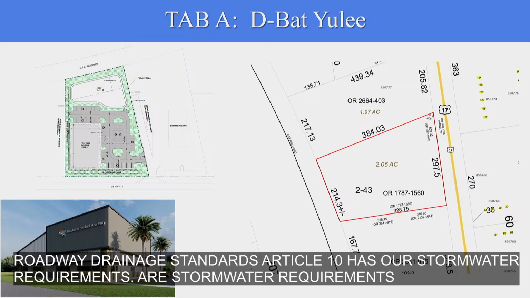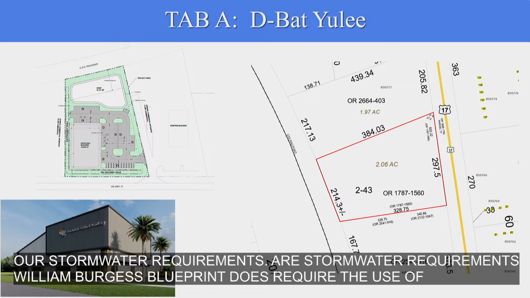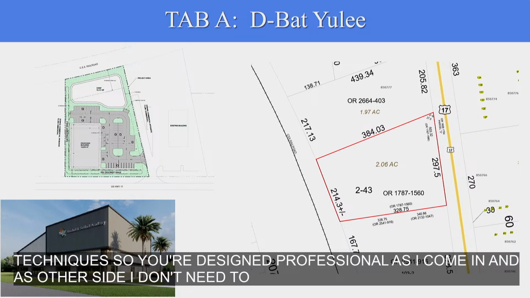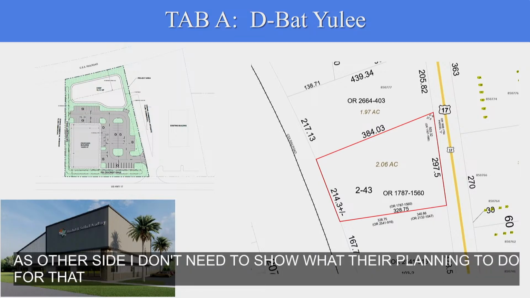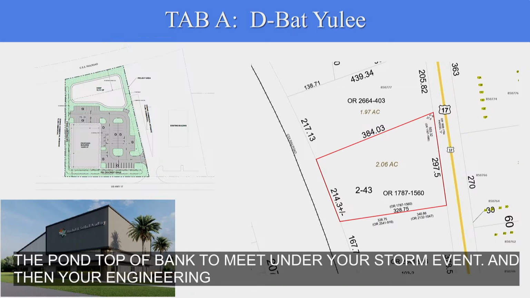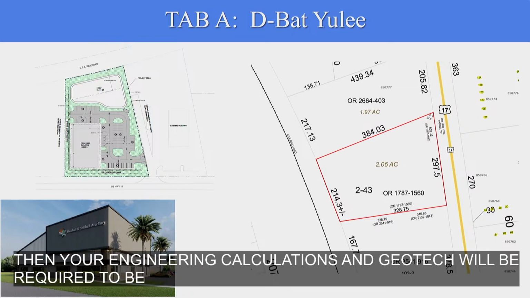William Burgess blueprint does require the use of 2 LID techniques, low impact design techniques. So your design professional, as they come in and design the site, they'll need to show what they're planning to do for that. It also does require, our Article 10 does require the pond top of bank to meet the 100-year storm event. And then your engineering calculations and geotech will be required to be submitted with your site engineering plan.